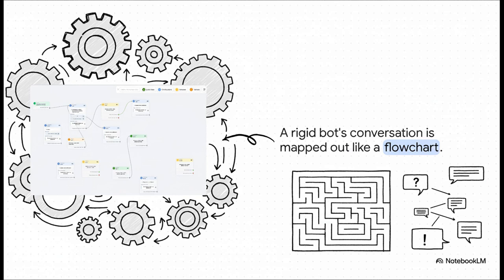And this image right here, this is the perfect picture of what a rigid bot looks like, behind the scenes. It's literally a flowchart. Every single turn the conversation could possibly take has to be mapped out by hand. You have to think of every question a user might ask and write every single answer yourself. It's super predictable, which can be good, but man, for anything complex, it becomes a giant tangled web pretty fast.